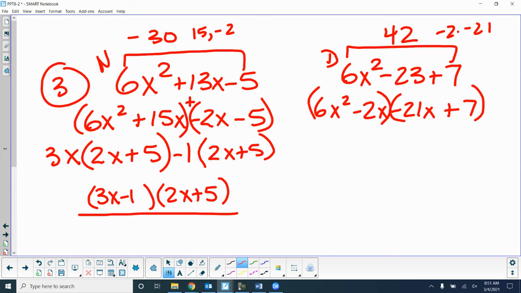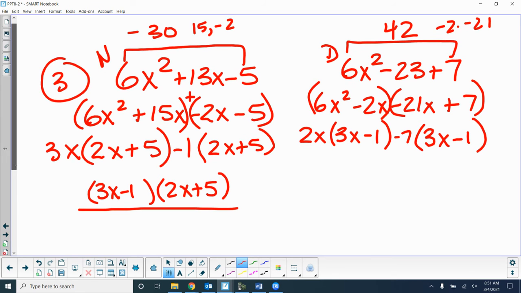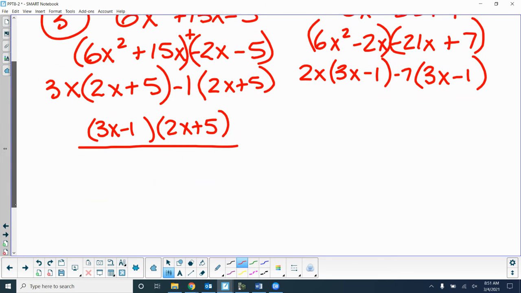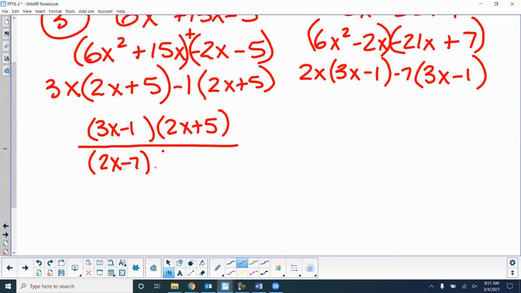Group them. Okay? What's common to the first group? 2x. 6x squared divided by 2x, 3x. Negative 2x divided by 2x, negative 1. What's common to those two? The 7, but since the 21's negative, I got to pull the negative out also, so I put negative 7. And then I get positive 3x and a minus 1. So what's this denominator? Go ahead, Sydney. 2x minus 7 and 3x minus 1. All right, 2x minus 7 and 3x minus 1.